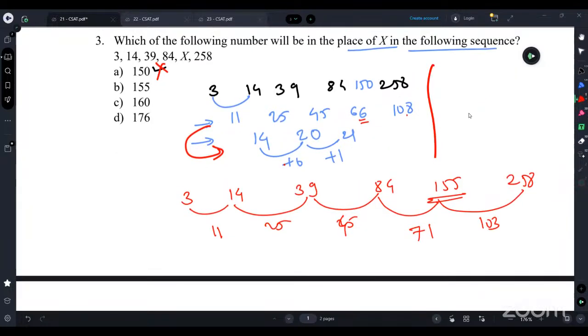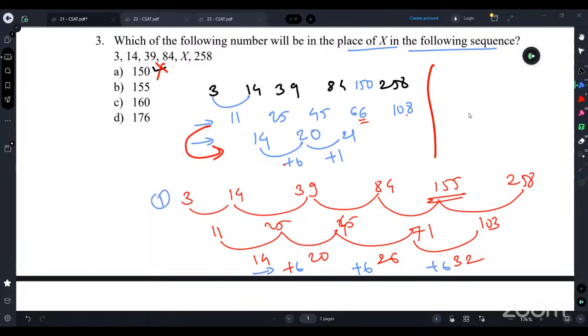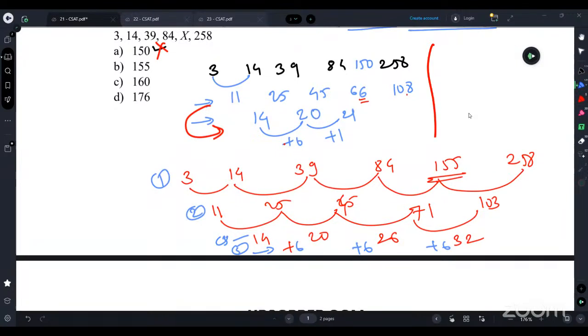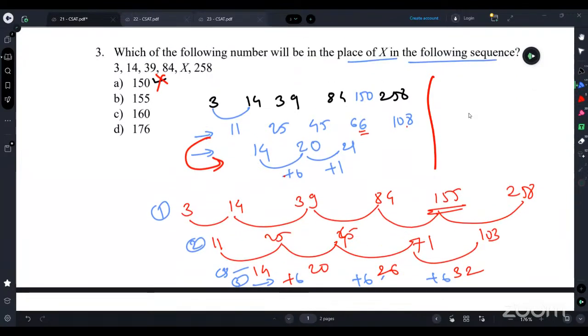Now let's take the difference here, guys. 25 minus 11 is 14. This will be 20. Now here I can see a difference of 26, and this will be 32. Now you can see there is a difference of plus 6, plus 6, and plus 6. It means you have the logical pattern in the fourth step. Let's say if I call it first level, second level, third level, then at the fourth level you have a common difference of plus 6, plus 6, plus 6. So option B is the right answer.